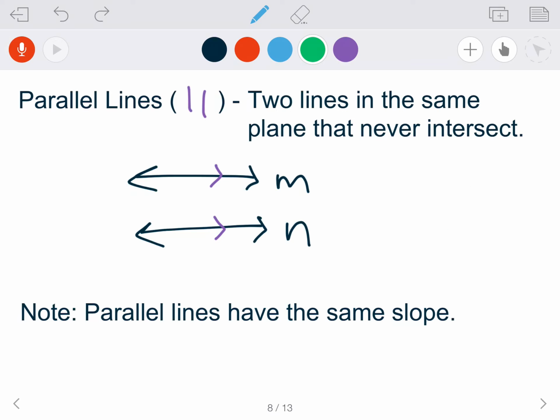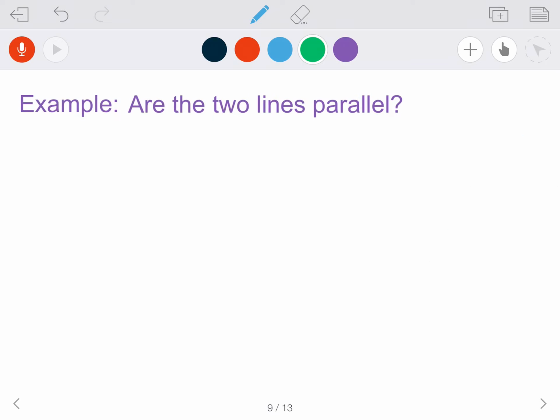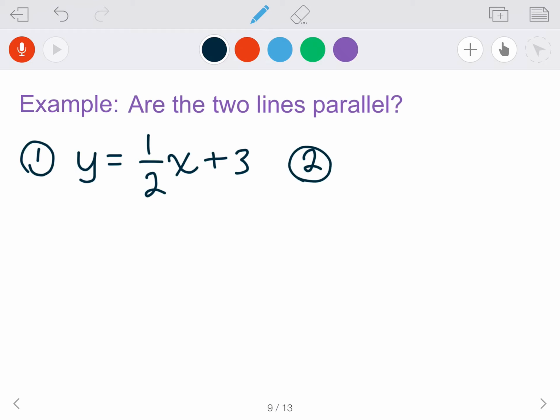And let's look at an example. So I'm going to write two equations, and we want to know if the two lines are parallel or not. Equation 1 will say y equals 1/2 x plus 3. And the second equation will say y equals 1/2 x minus 6.